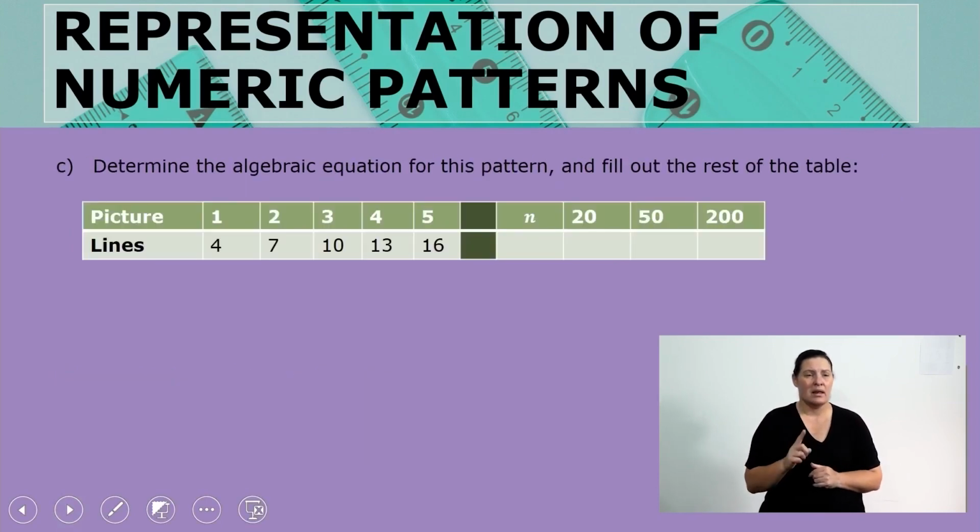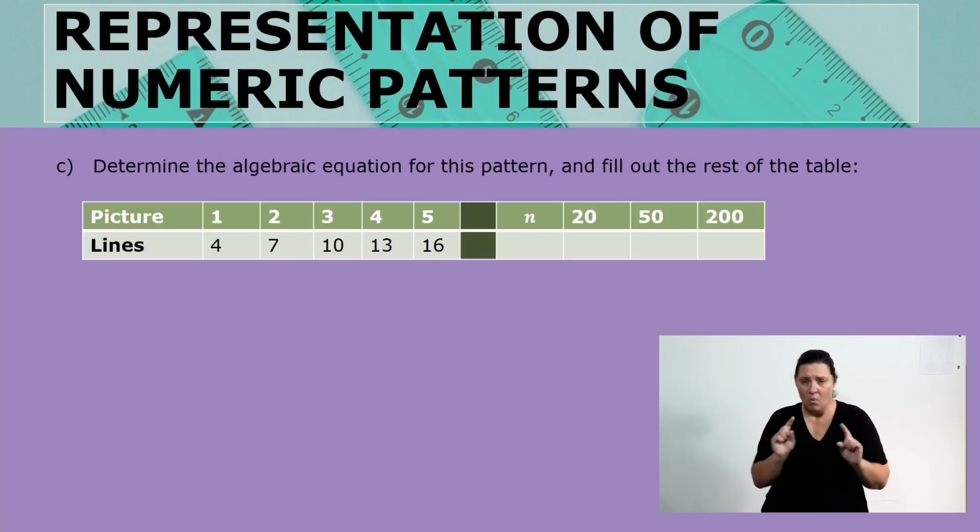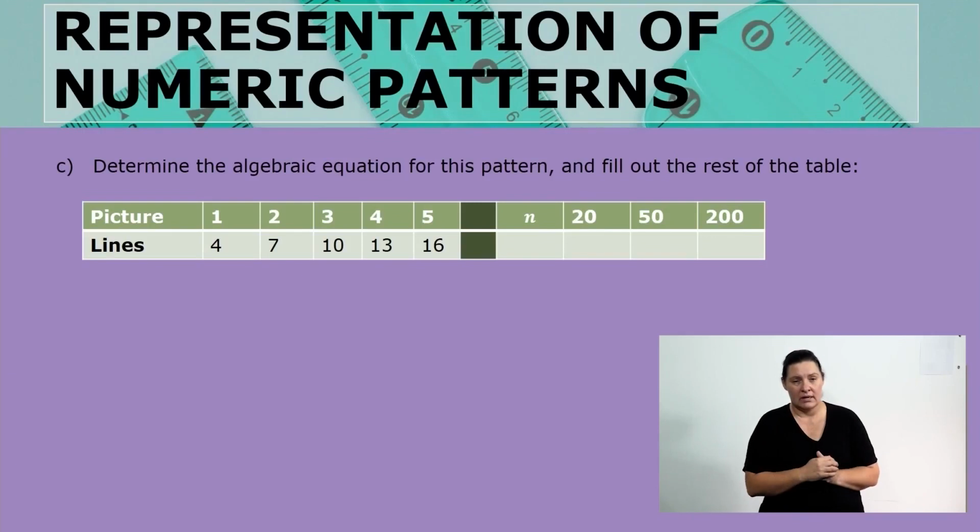But what will be now the algebraic equation for this pattern? Because if we are asked again for big numbers, we cannot go continuing drawing so many lines. That is just going to waste our time. So we need to find an algebraic equation so that we can find the bigger numbers, or how many lines are in more pictures. So let's look at the table below represented here.